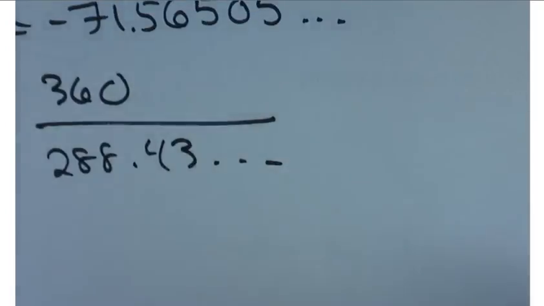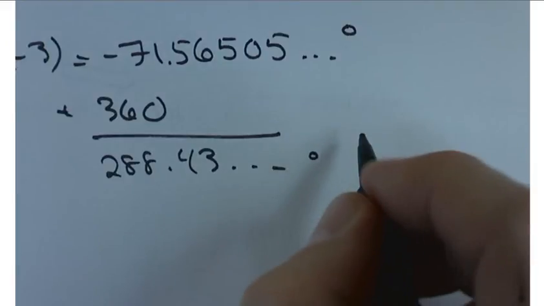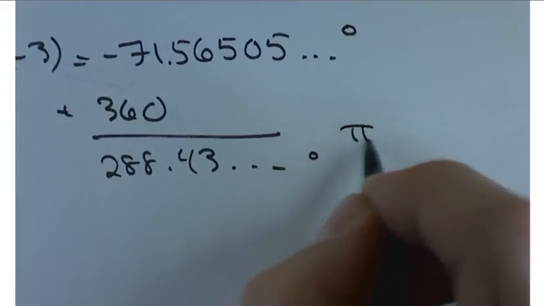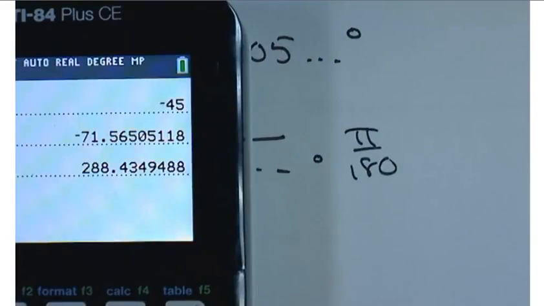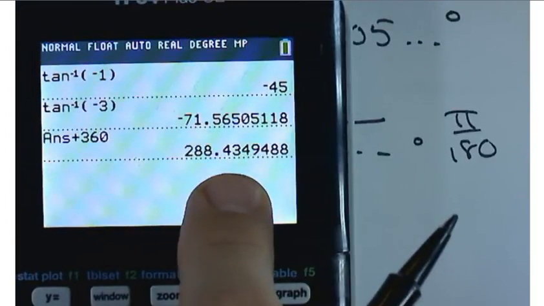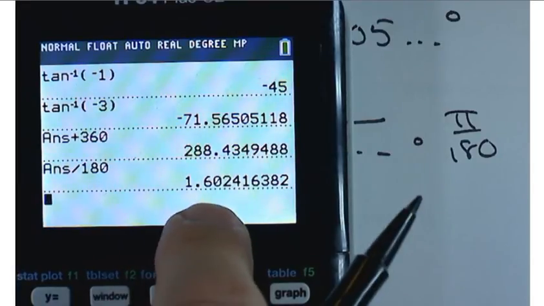So I've got 288.43 stuff. I want to convert that to radians. What do I do to convert this to radians? What do I multiply by? Yeah. Pi over 180. This is not going to work out to be a nice number. So it's up to you. You can divide by 180. I get 1.602.